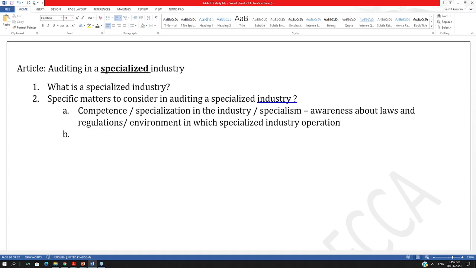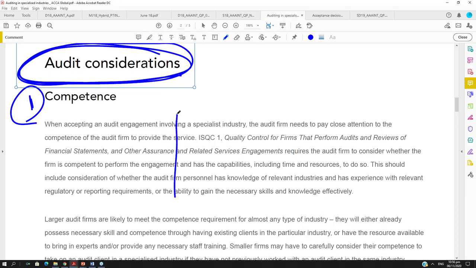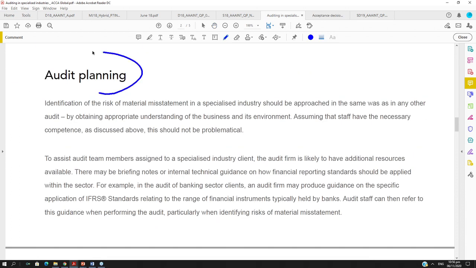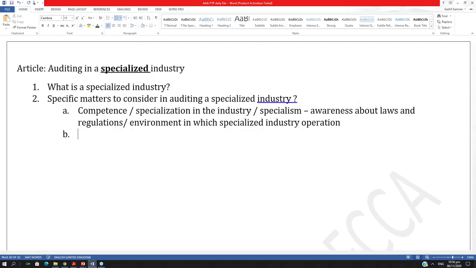So competence. Number two, come back to the article. When you're auditing a specialized industry, what else do you need? Planning. Do you believe planning becomes more important in a specialized industry? Planning is important, whether you're auditing a small company or a large company. But do you believe it becomes more important? Do you believe your planning becomes more thorough, more skeptical, more attentive?